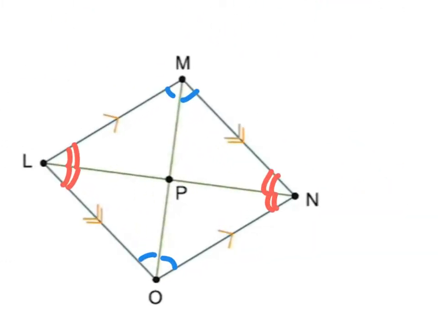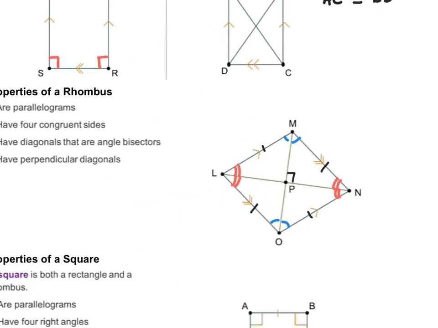And so if we can show that the diagonals are perpendicular, then we have a rhombus, okay? And we also know that all four sides are congruent, all right? And so I would come in here and be able to label that, okay? So those are the properties we have of rhombi.